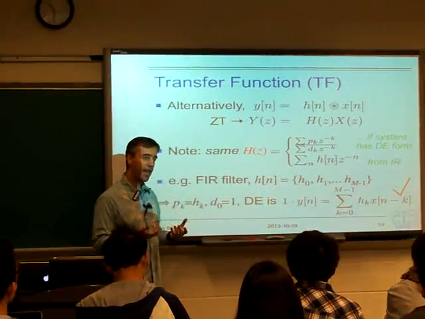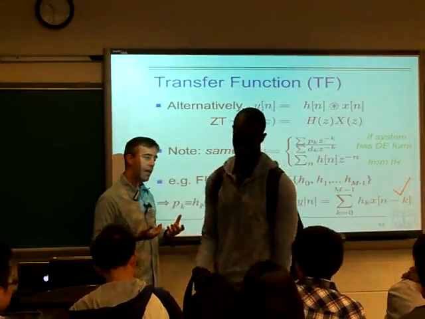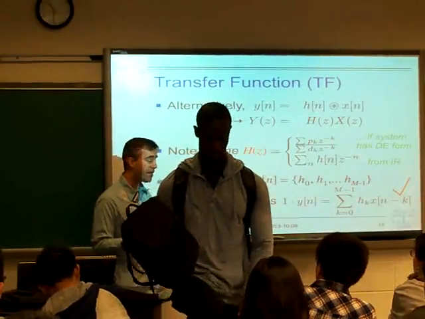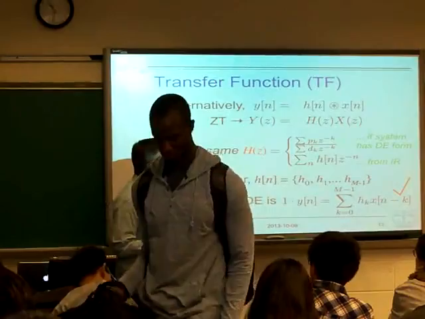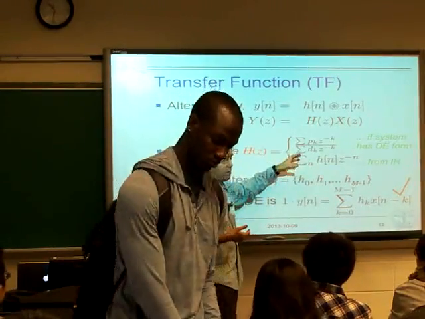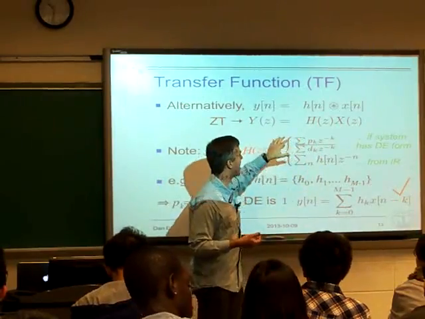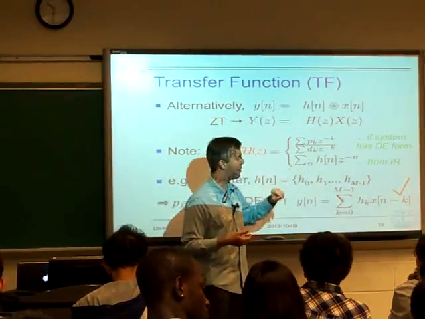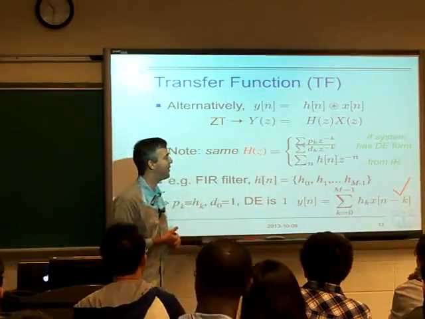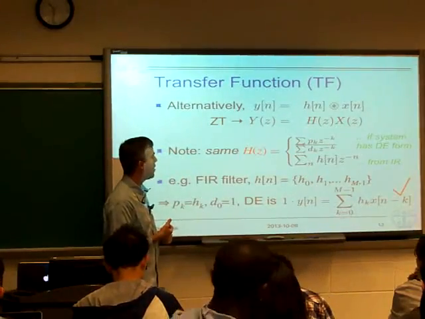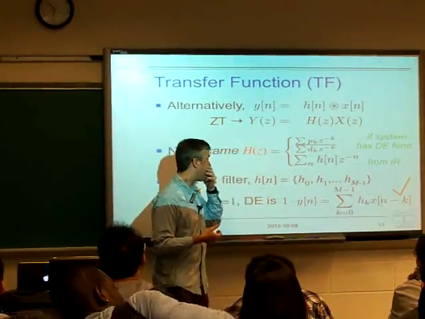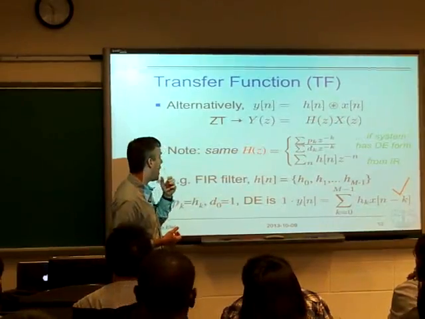Well, if they're the same input and output in the same system, meaning the same system, then these things have to be the same, right? There's only one relationship between Y of z and X of z that in general will work for all inputs. So these things must be the same. And so let's just think about that.